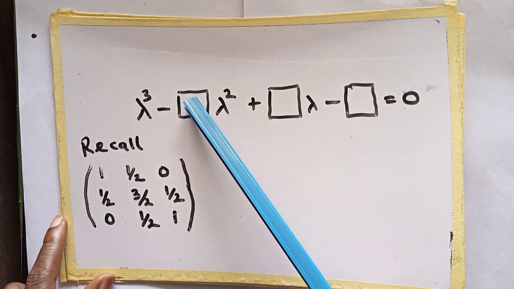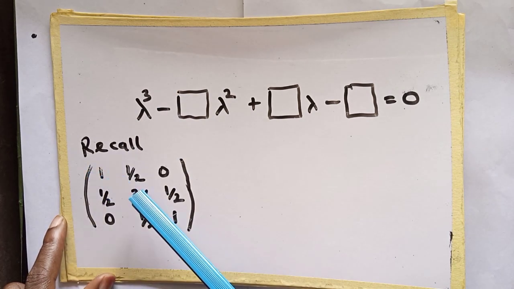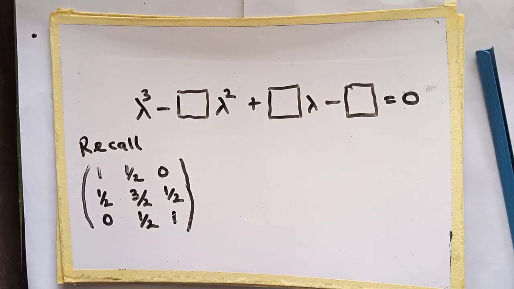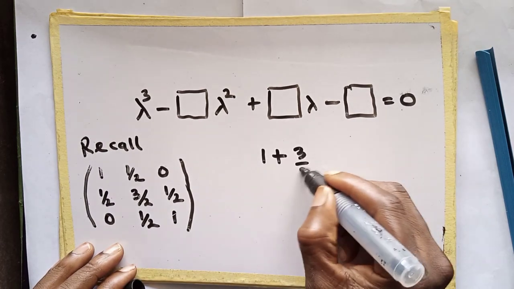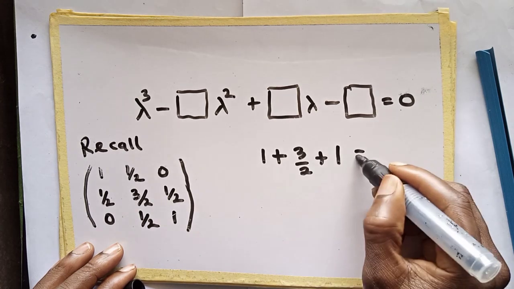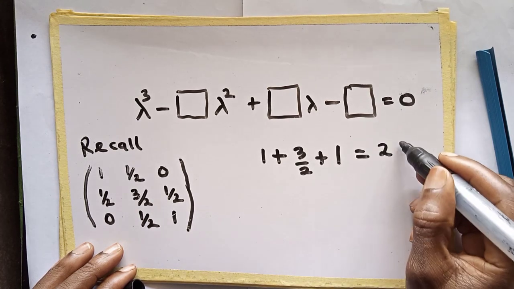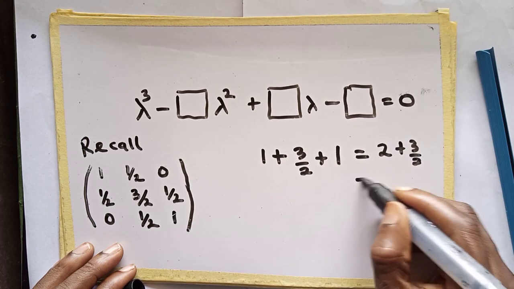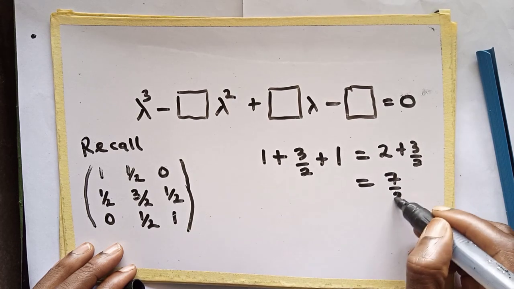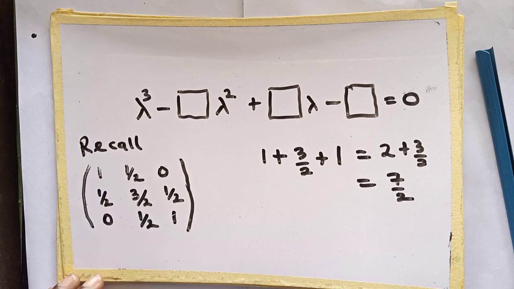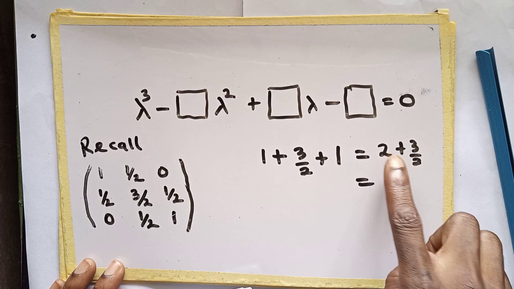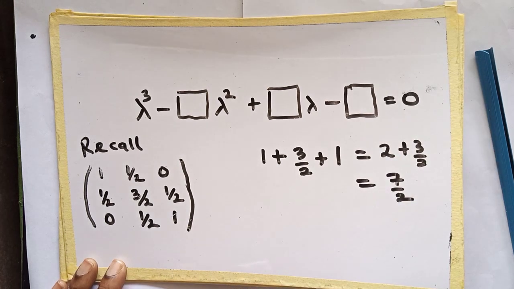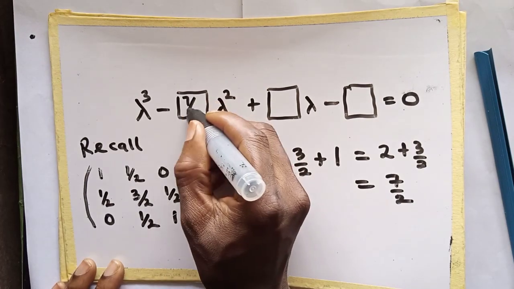So to get this value, what we'll do is to add these terms along the diagonal. And to add them, we have 1 plus 3 over 2 plus 1. And that will give us 2 plus 3 over 2, which is equal to 7 over 2. And if you notice, 3 over 2 plus 2 will give us 7 over 2. That will just give us this term here, 7 over 2.